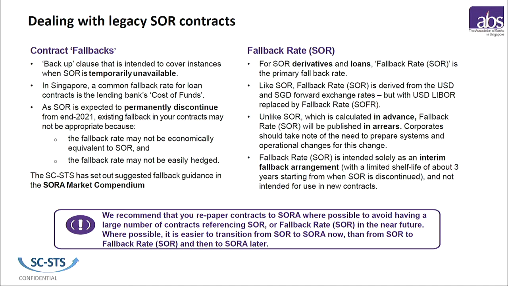Of course, the issue with existing contracts is that these fallbacks are designed for a temporary dislocation and not a permanent dislocation. And so with a permanent dislocation of LIBOR, it is in your interest really to move away from these existing fallbacks because they may not be economically equivalent to the new rate that you're moving to, and they also may not be easily hedged. So it's a conversation with your bank to really understand what is in your contract fallbacks and whether they are fit for you going forward.